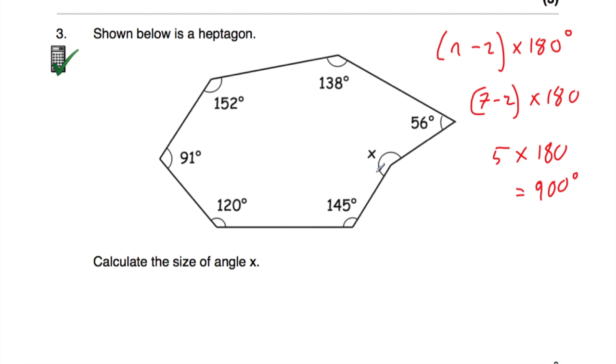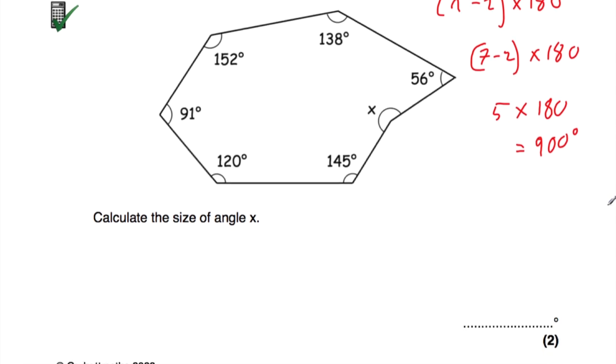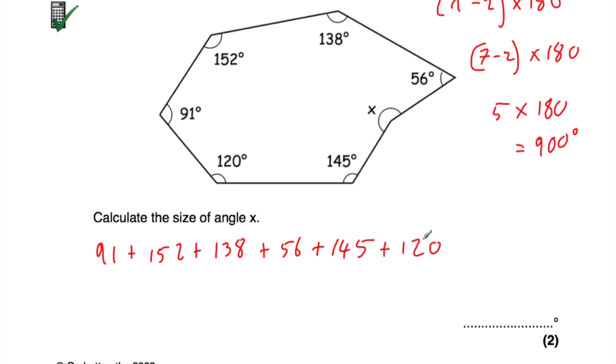So we want to work out the size of this angle, so let's add up these six angles we've been given and take them away from 900 degrees. So let's do that. We'll do 91 plus 152 plus 138 plus 56 plus 145 plus 120. And what I would say in a question like this is it's very important that you don't mistype any of these angles. So you make sure that you type them into your calculator exactly as they are. So we've got 91 plus 152 plus 138 plus 56 plus 145 plus 120. And I've got that equal to 702 degrees.